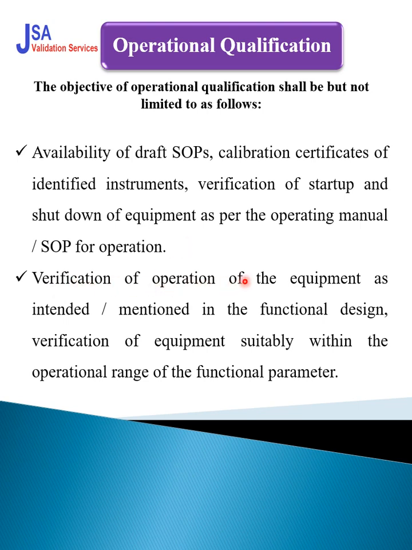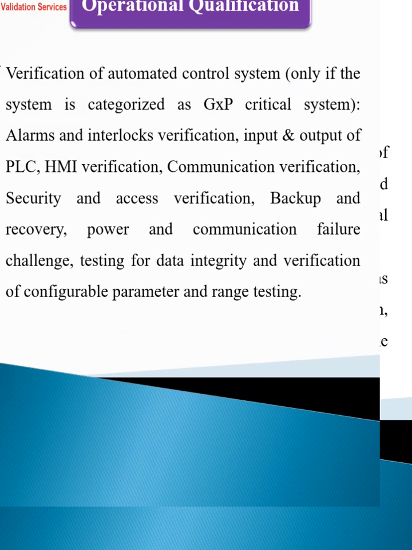Verification of the operation of the equipment as per the SOP or as mentioned in the functional design, and verification of equipment suitability within the operational range of the functional parameters. In operation qualification, we have to cover the maximum possible operating range, and in PQ it will be within this anticipated operational range. If we do the operation qualification with a minimum range and PQ with the maximum range, that will be wrong. So in operation qualification you have to cover the maximum possible range, and PQ will be performed within that range.